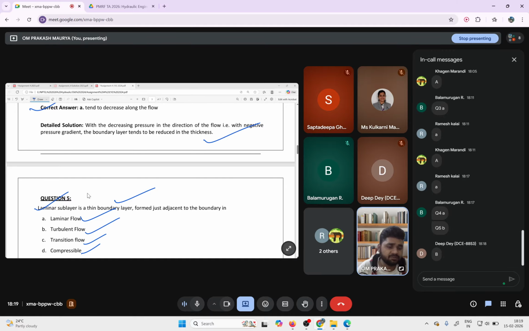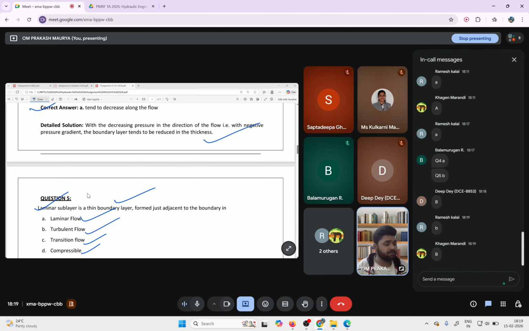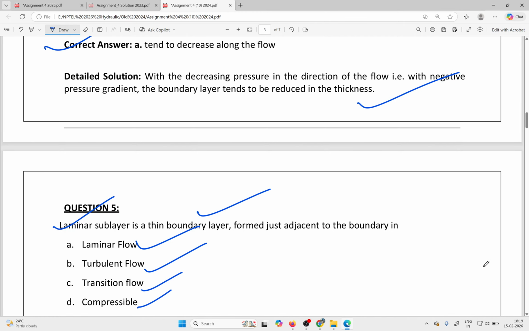Okay, so Deep is telling B, Bala is telling B, Ramesh is telling B. Okay, fine. Other students, please also try to write. Khagan is also telling B. Yes, mostly B option. So yes, B here is correct. In the turbulent flow, you will see the laminar sublayer thickness, which is nothing but your viscous sublayer.